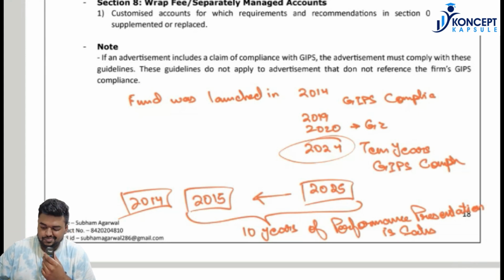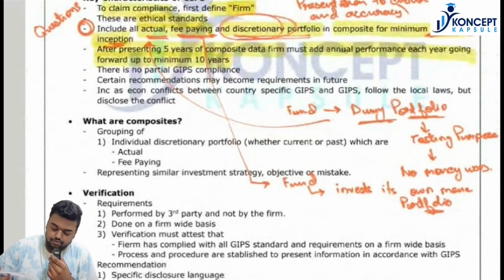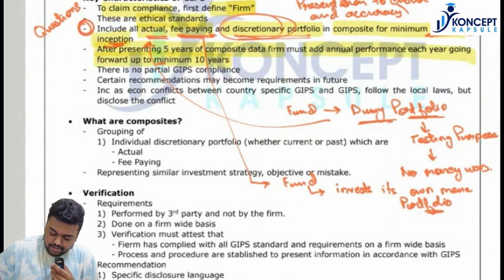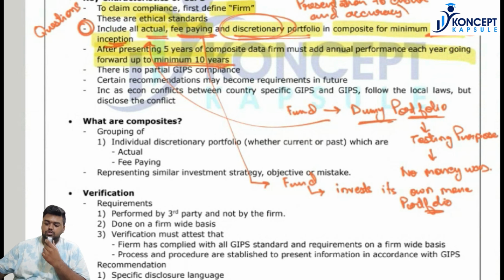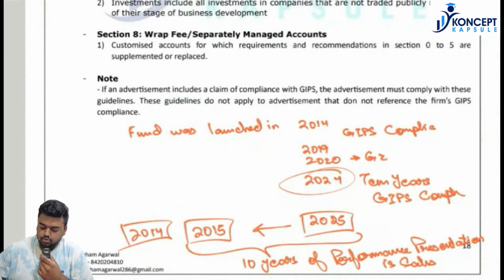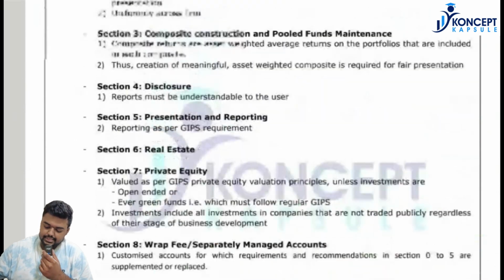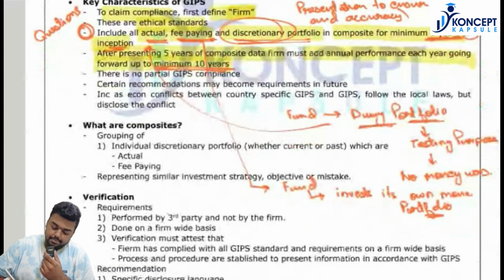But since these are standards of best practices, if you see, the statement is minimum 10 years. So if the fund wants to also present the 2014 performance, then they can. But the criteria is minimum 10 years. Okay. Again, this is an important point. It can come in the questions.